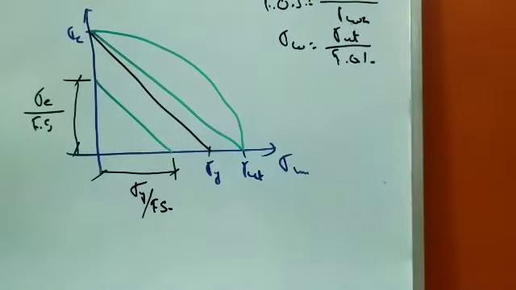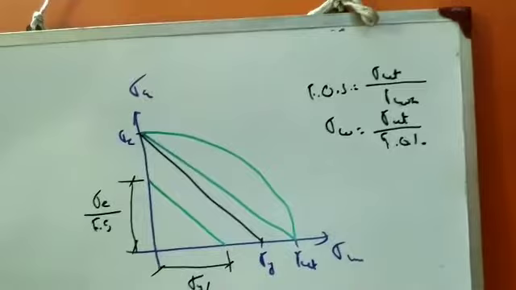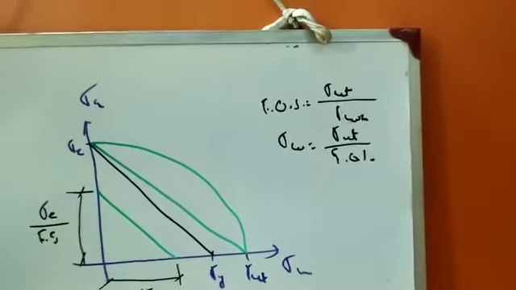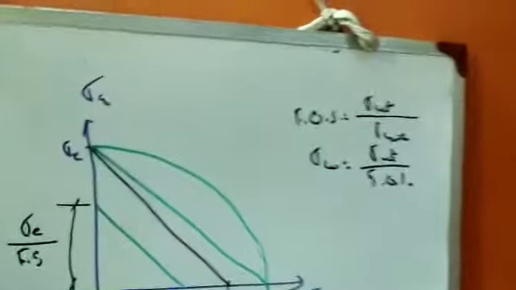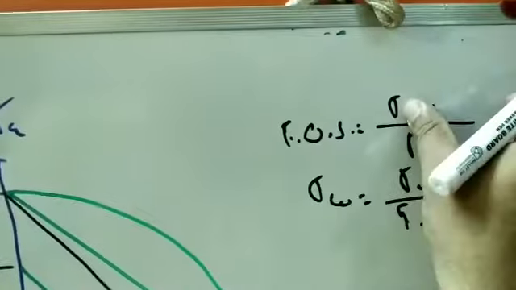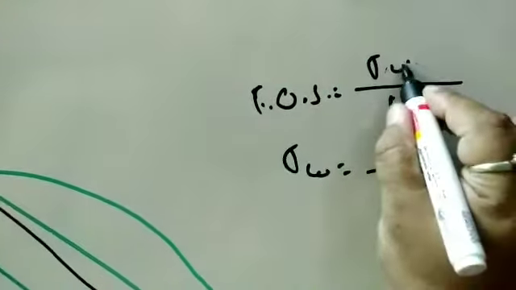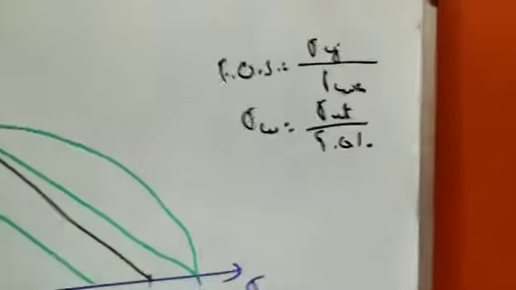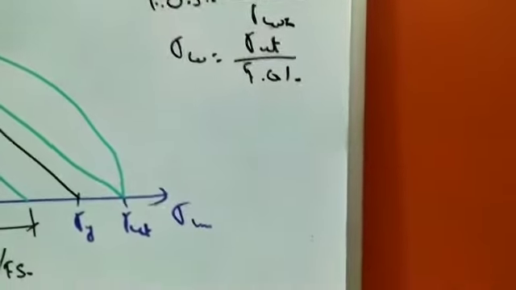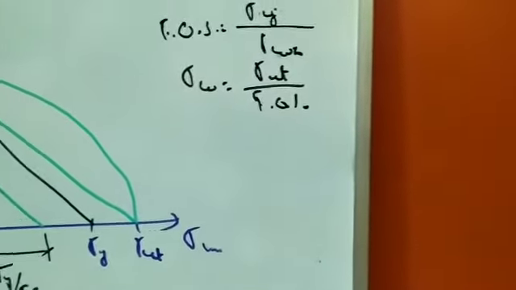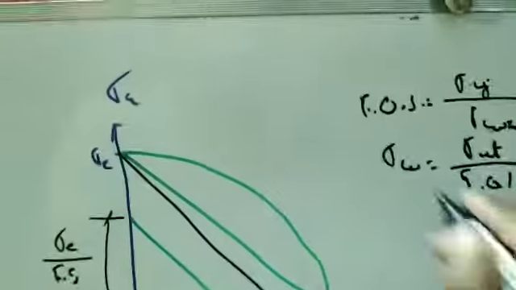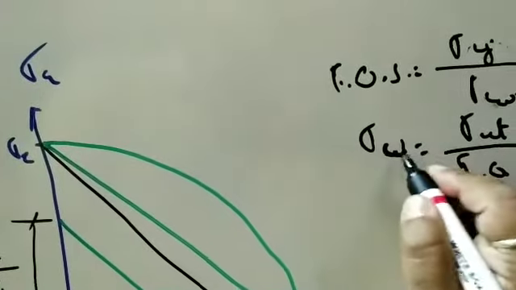Now over here, you could see that the factor of safety is equal to the ultimate stress by the working stress, or the yield stress by the working stress. Over here I have taken yield stress by the working stress, so for Soderberg I have taken the yield criteria. So over here, this is the working stress, sigma W. The working stress becomes then what?